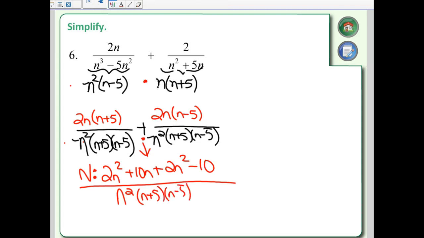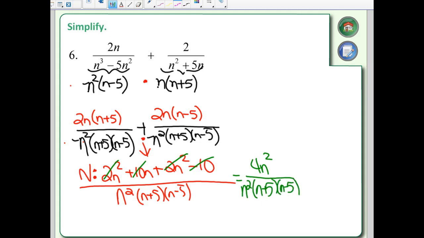Now, let's combine like terms. Well, did you notice we've got 2n squared and 2n squared, which is 4n squared, and we got positive 10n and negative 10n, so they cancel out all over my n squared, n plus 5, n minus 5, and hopefully, did you notice I have n squareds on the top and the bottom? So final answer is 4 over n minus 5, n plus 5.